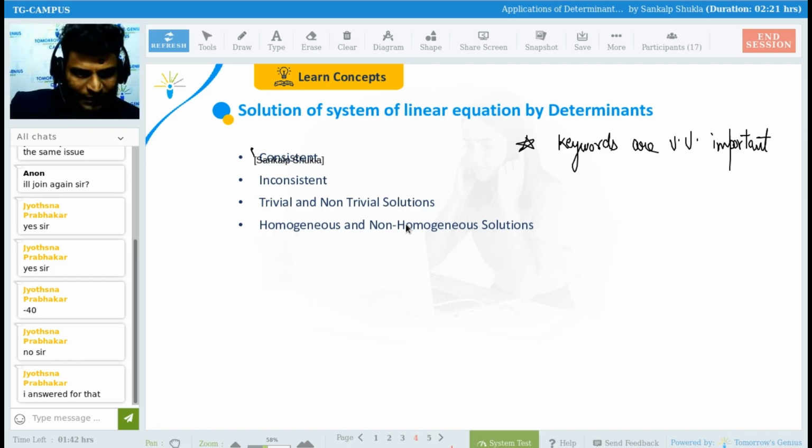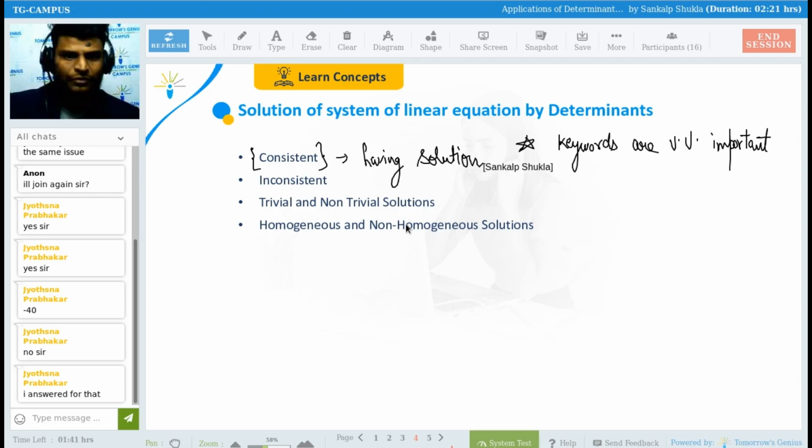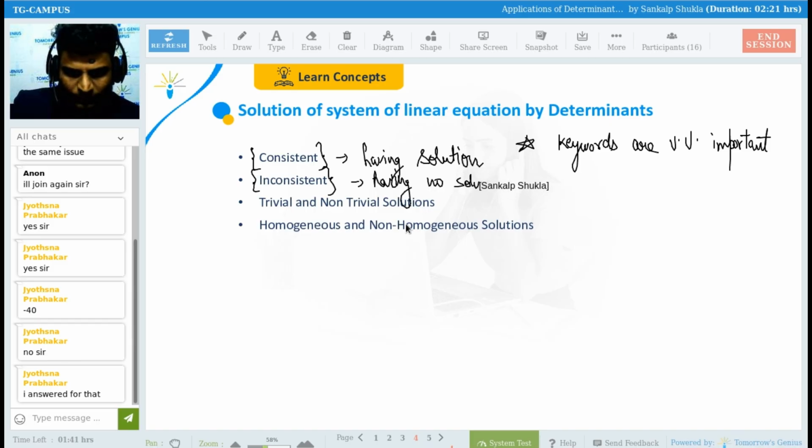So first of all, consistent means having a solution. And inconsistent means having no solution. Mod of A not equal to 0, then the system is consistent. Oh my god, you are telling me the theory only. Fine, that is true. But yes, I'll give you more clarity on that.